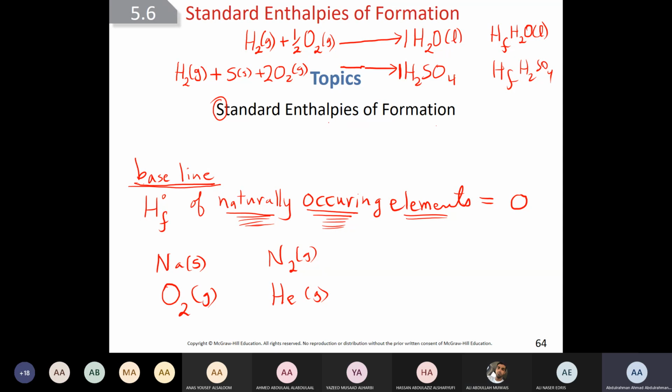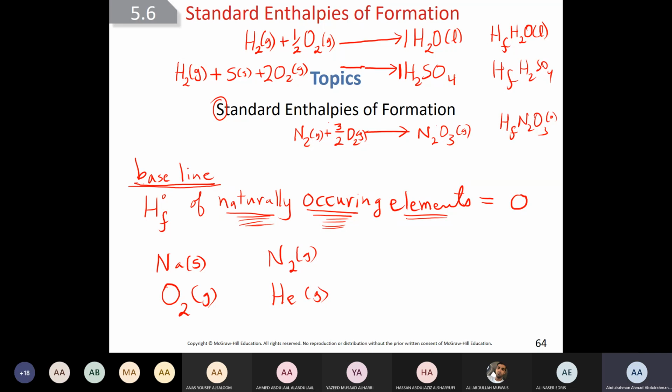Okay, let's do one more thing. If I want to make N2O3 gas, what's the heat of formation of N2O3 gas? N2 gas plus 3/2 O2 gas. How easy.